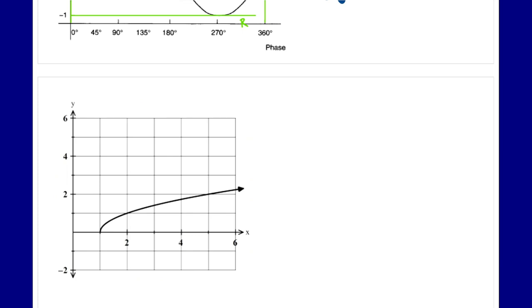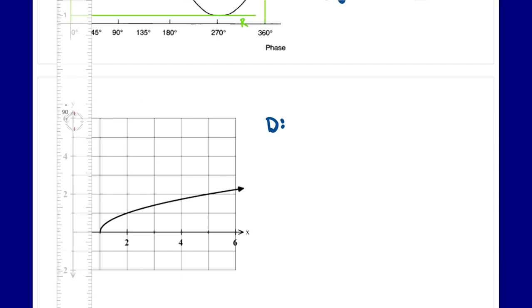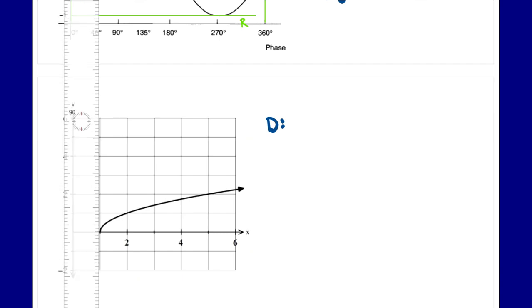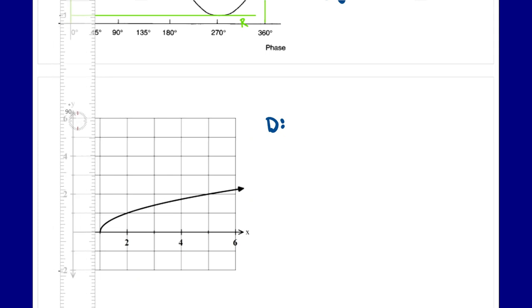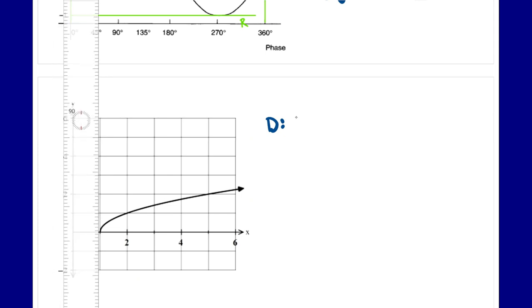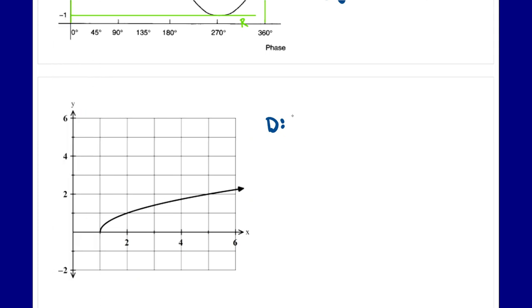This next one, again, we're going to start with domain. Domain, we're going to come in from the left, okay. Lowest possible value in terms of x is going to be 1. So when we start off our domain, x is any real number, given that x has to be greater than or equal to 1. So 1 is going to be our low value.